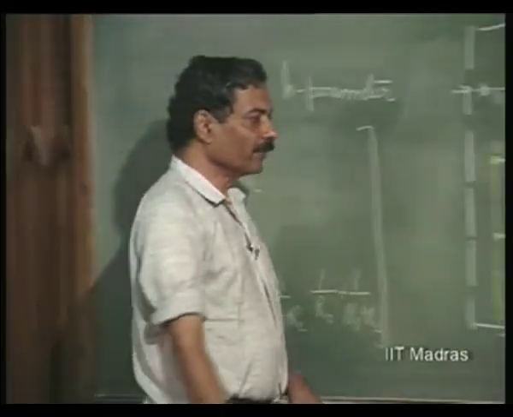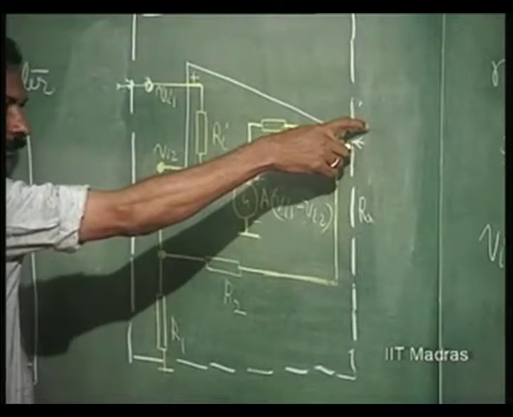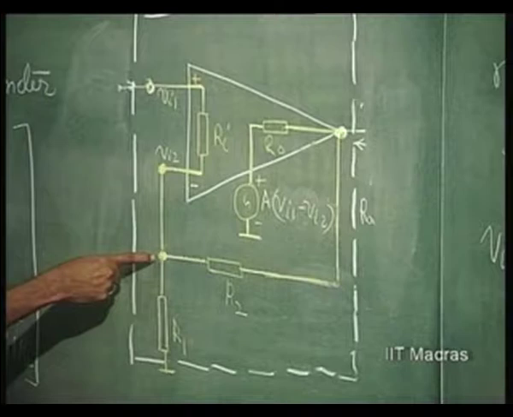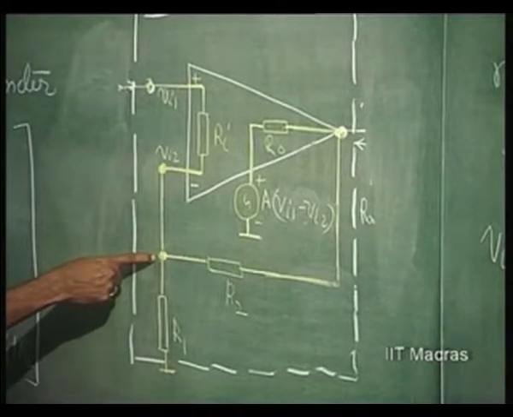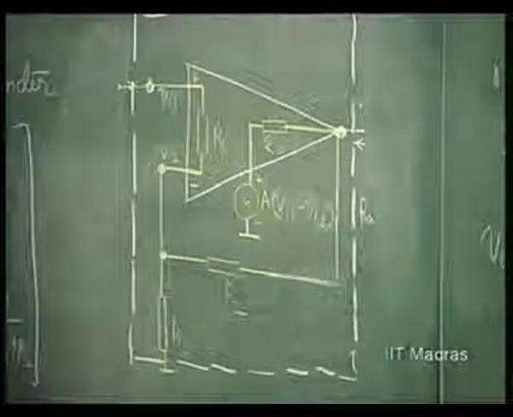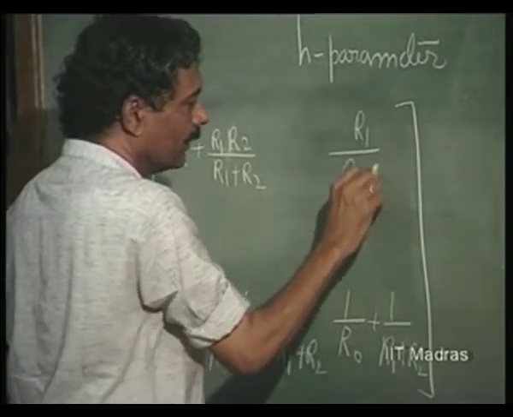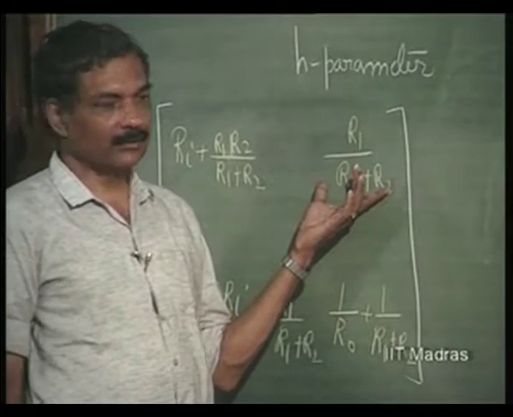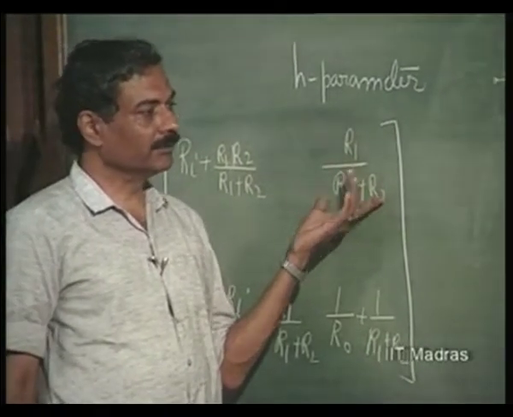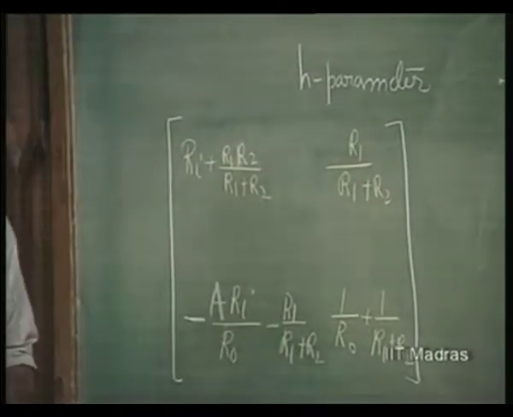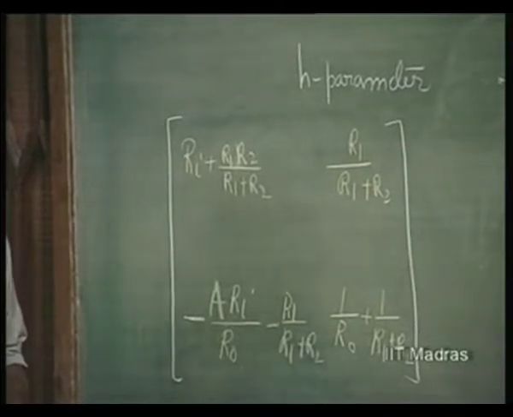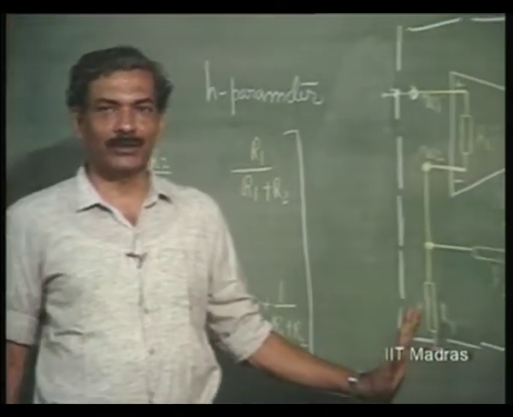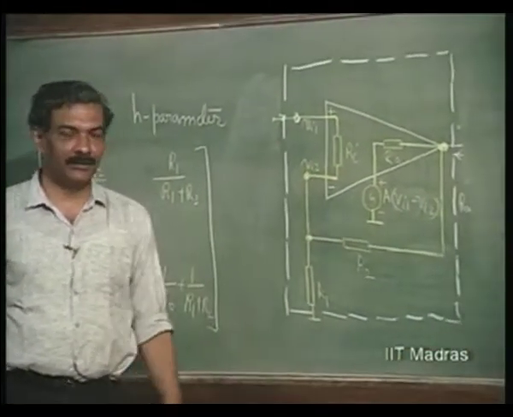As far as feedback voltage is concerned, if I apply V naught here, the only voltage that comes here is R1 by R1 plus R2 times V naught. That is HR. That is positive. So we have simply written the composite H parameter of this fairly complex feedback network where nothing is neglected.